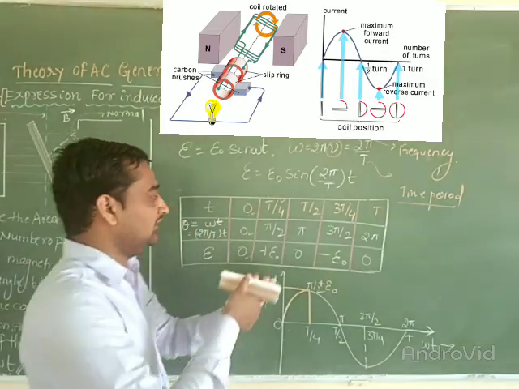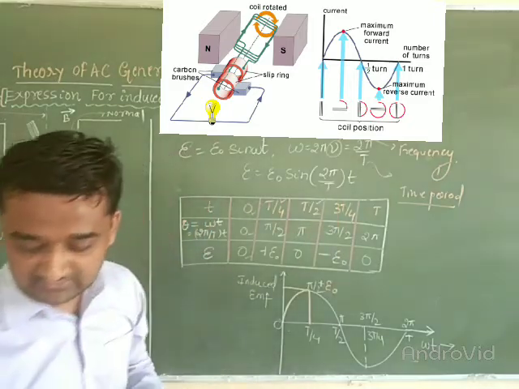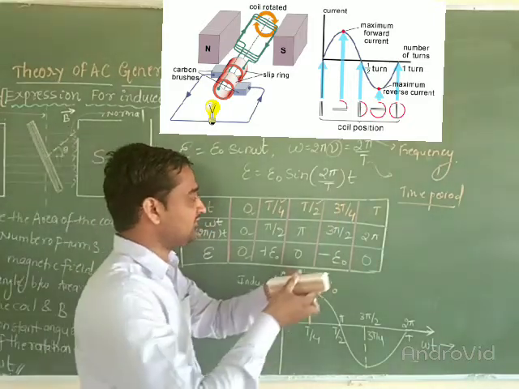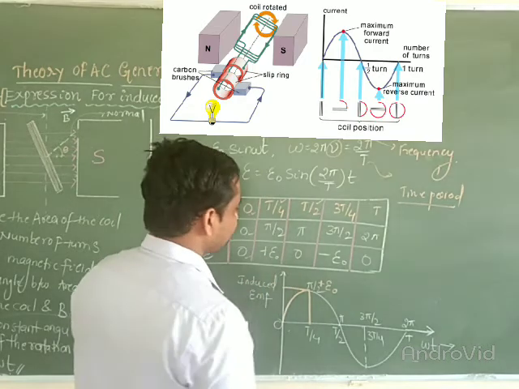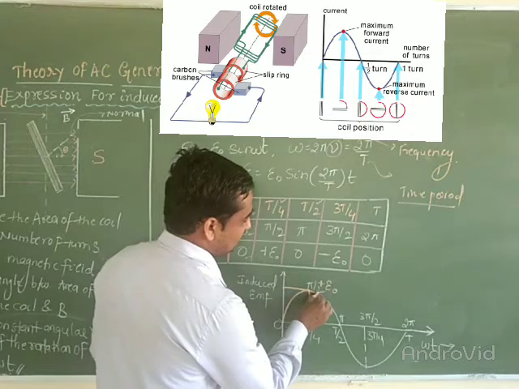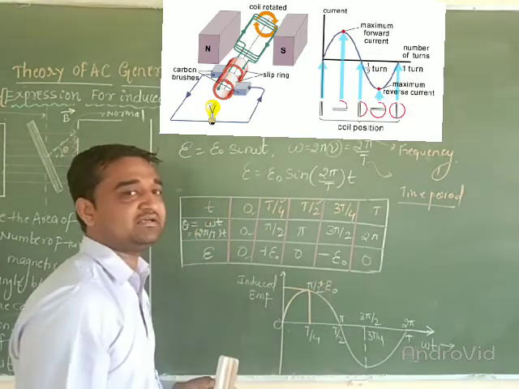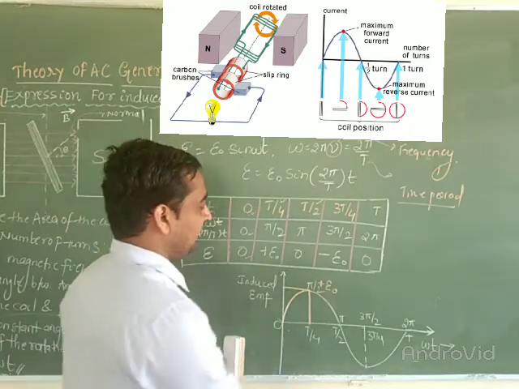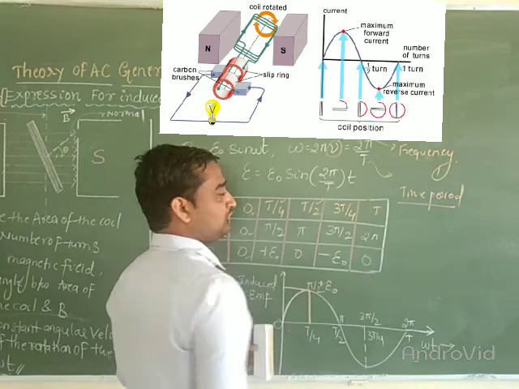Again, when it covers an angle in a time T by 2, that is, half rotation, which covers 180 degrees, see what happens again, right? So again at time T by 2 the EMF gradually decreases and it becomes 0 again. When the value of pi comes, it becomes 0 again. After coming here, the direction changes again, right? That is 3T by 4.